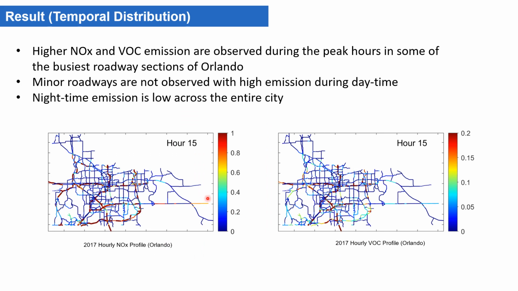The temporal distribution of emission in Orlando shows that high emission for NOx and VOC is expected at daytime, especially during morning and evening working rush hours across the major highway sections. The street level roadways, the minor roadways, are not observed with high emission even in the daytime and in the rush hours. But the nighttime emission is low across the entire roadway network in Orange County.